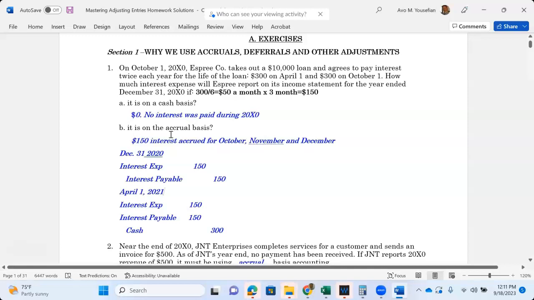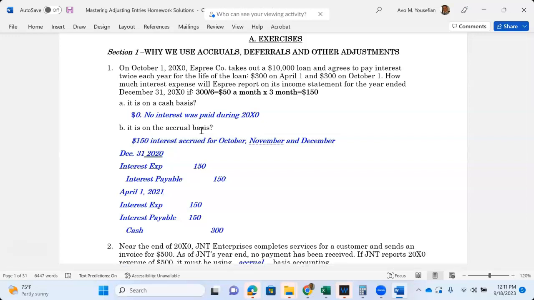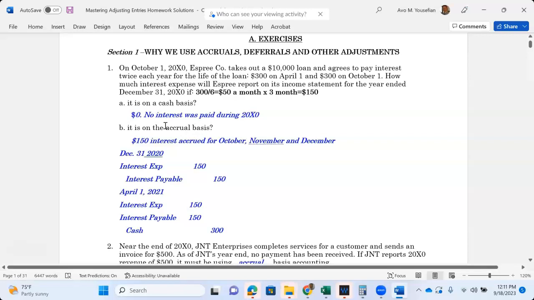However, under accrual basis, if your company is an accrual basis company doing accounting on accrual basis and you report that to the IRS, and also you're following GAAP, which accepts accrual basis, then by end of the year, you have to think that, okay, October, November, December, 3 months has been accrued interest that you need to recognize. So $150 is the accrued interest for 3 months.